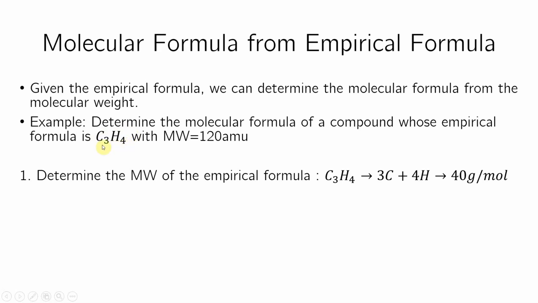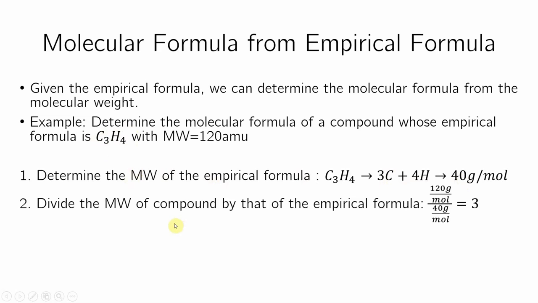So let me get the molecular weight of this thing. I have 3 times 12 plus 4 times 1, that's 40 grams per mole. Okay. Then I will take the molecular weight of my compound that I'm given in the question, 120, and I will divide that by the molecular weight of the empirical formula, and I get 3. So it's a factor of 3.